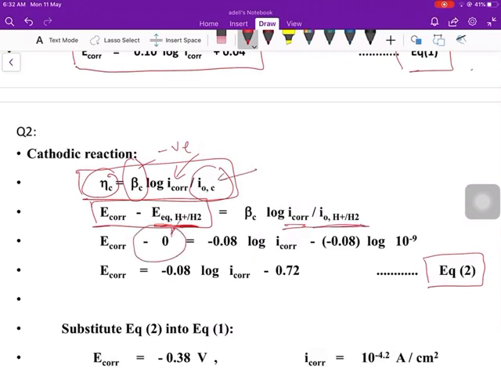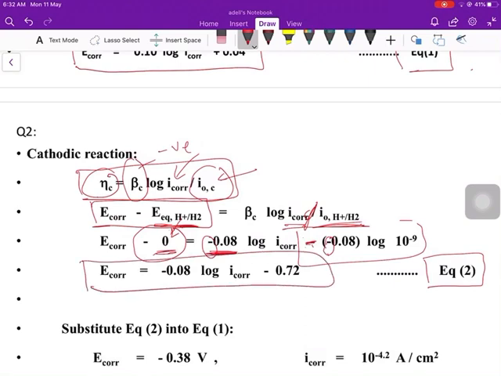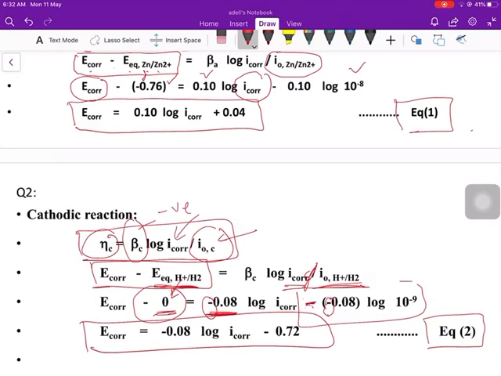So this is the starting point, I naught. This is the value for hydrogen evolution. You can get it from the table or in the question also given. Then this is the slope, negative. Don't forget to put negative. If you want to expand it, you should put negative and negative here. So at the end it will come up with this second equation.